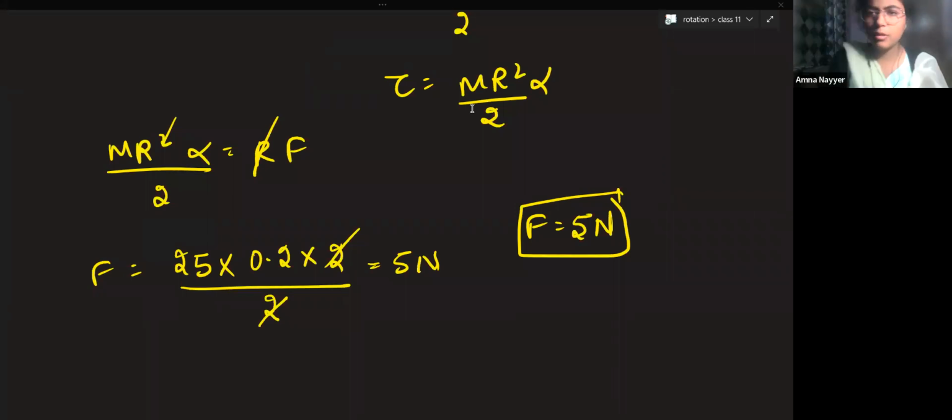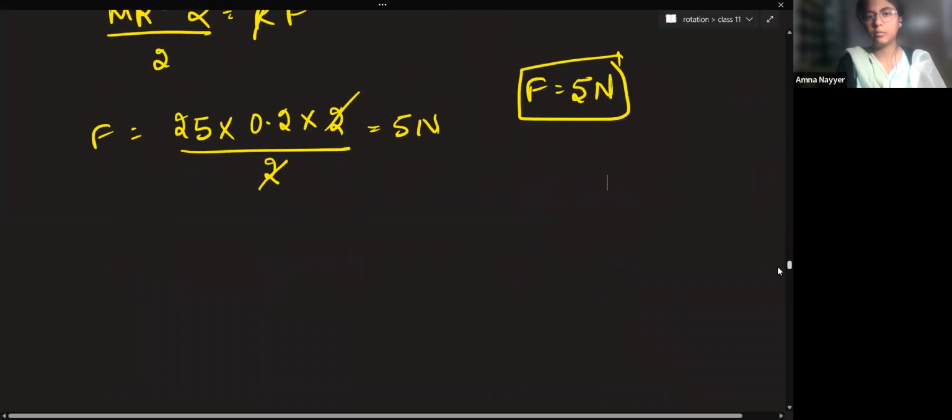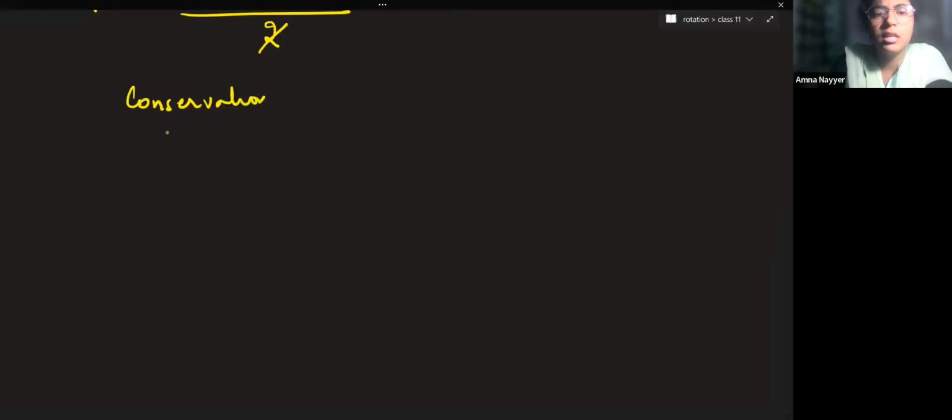Class, see, last topic for today, then I'll wind up the class, is the conservation of angular momentum. This topic is important, but the formula you will find easy. The formula is easy, and you'll be able to solve it also. Numericals that come are not that difficult, let me tell you very clearly. But application-based questions are asked a lot. This topic is easy, much easier than whatever you have studied. Conservation of angular momentum.